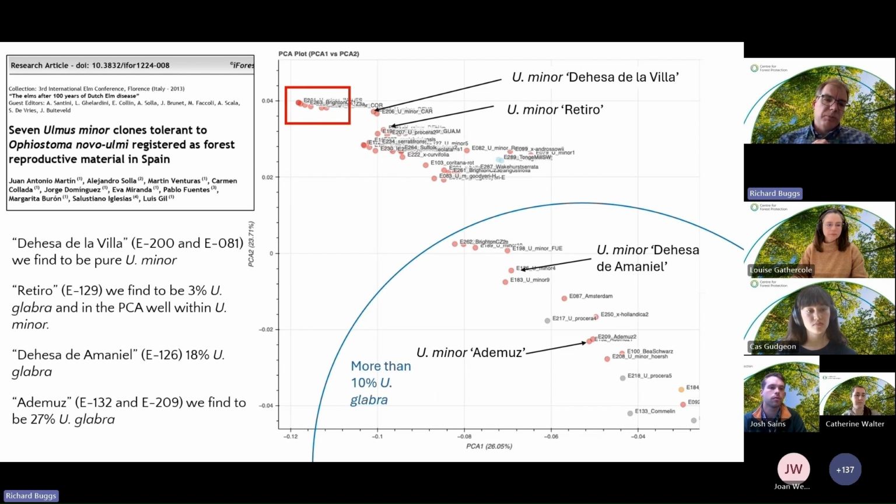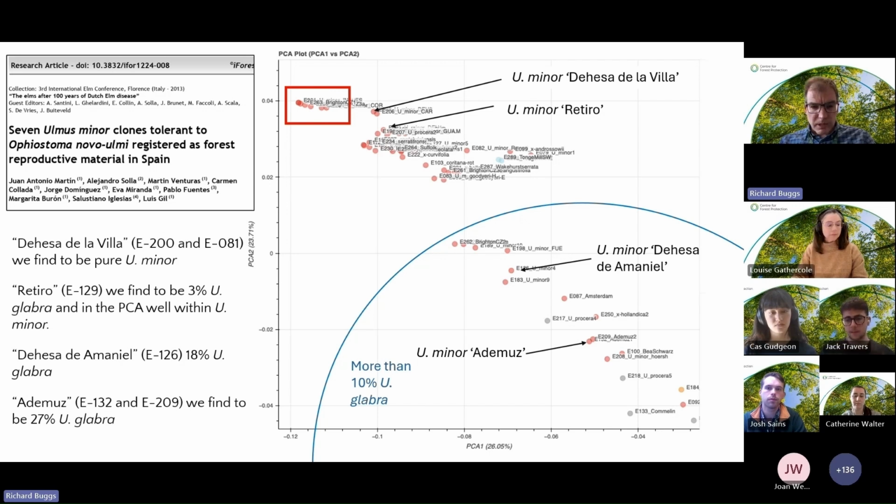Now, 7 Ulmus minor clones were released from Spain as selections of Ulmus minor from the wider environment that have survived Dutch elm disease. They were released a few years ago. The most famous of them is Adamers. In our results, Adamers seems to be 27% Ulmus glabra in its genome. It falls well within the range of individuals in the PCA that are introgressed with genetic variation from Ulmus glabra.